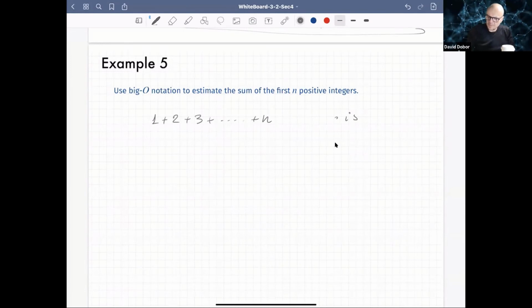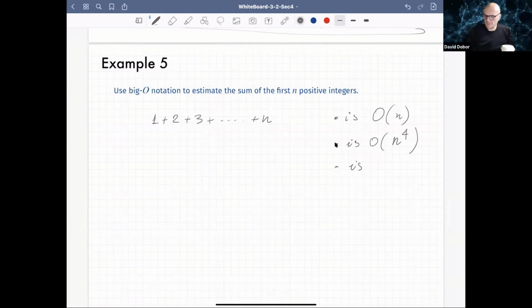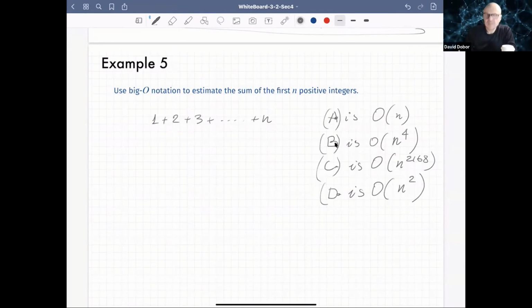So which one is correct? Is it big O of n, big O of n to the fourth, big O of n squared? Several of these are correct. Let's call them A, B, C, D. Did people sign in? I think we just closed the sign in. Okay, so which one is correct?